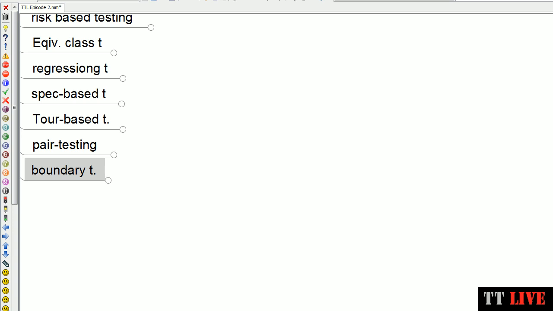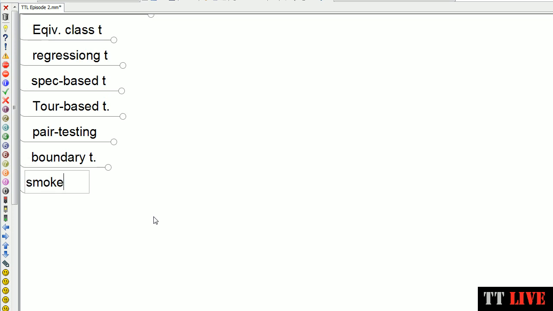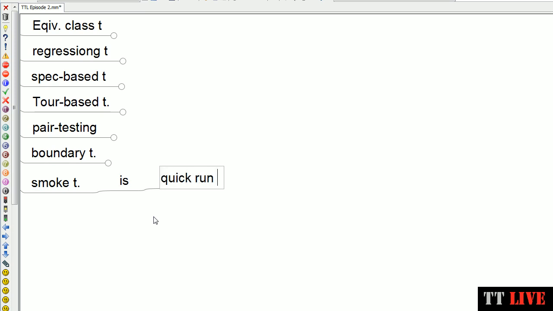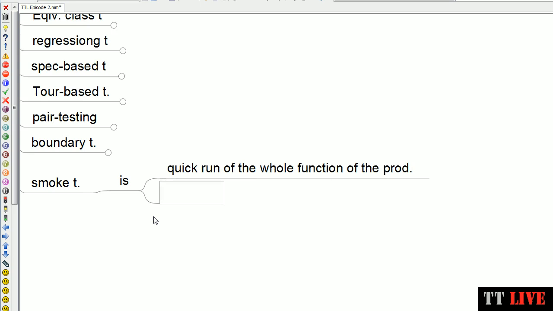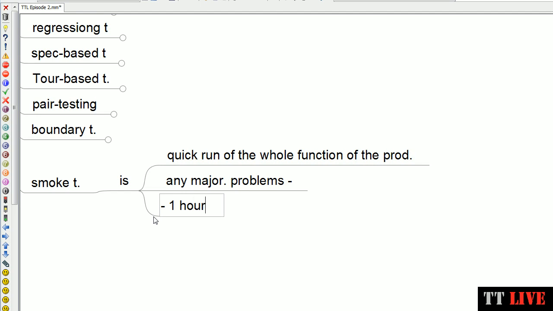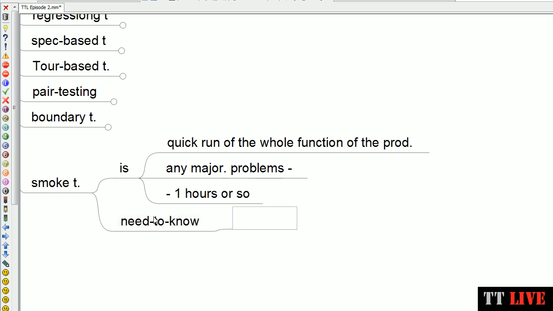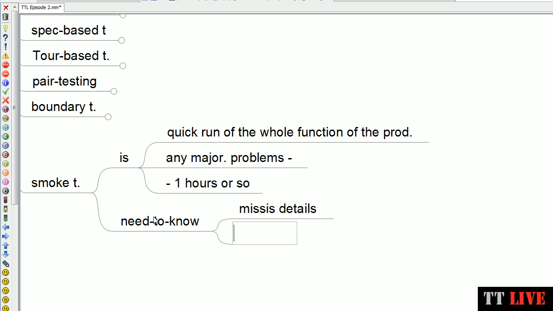Well, there is scripted smoke testing. Let's go quickly over that as well. Usually called smoke testing or sanity testing or whatever. It's just a quick run of the whole functionality of the product to see if there are any major problems. It usually takes about an hour or so, depending on the project. Of course, you need to know that it doesn't find everything, misses details, and misses problems with continuous usage.